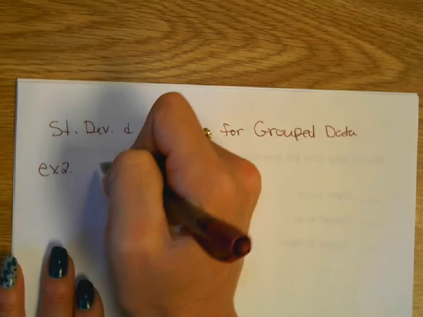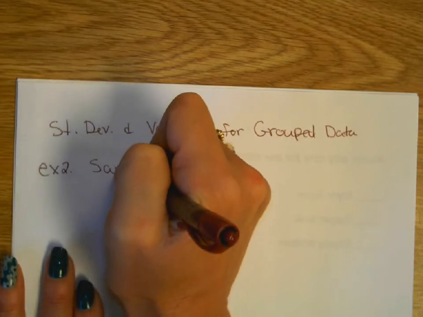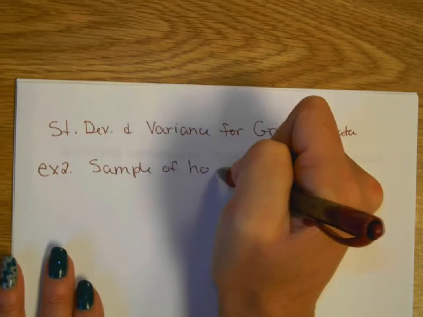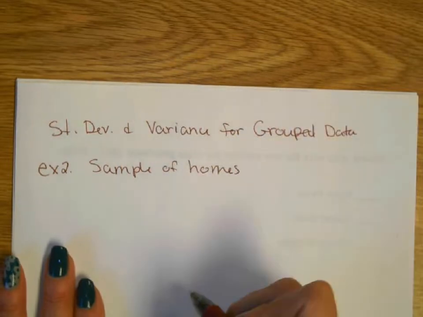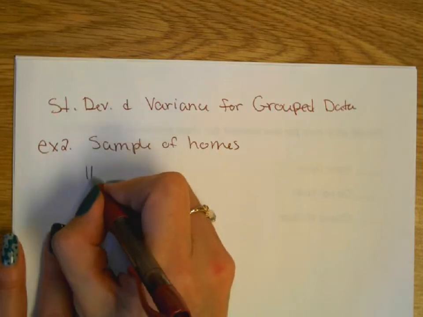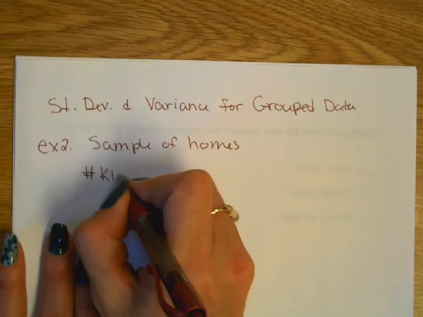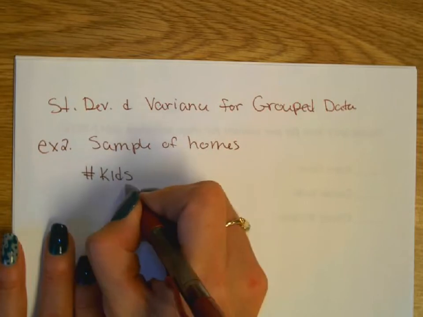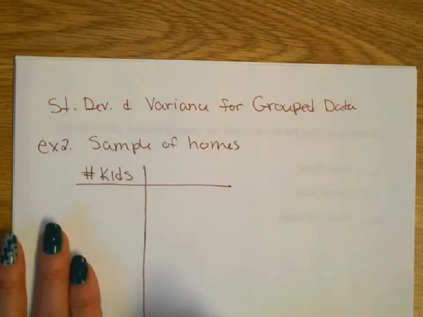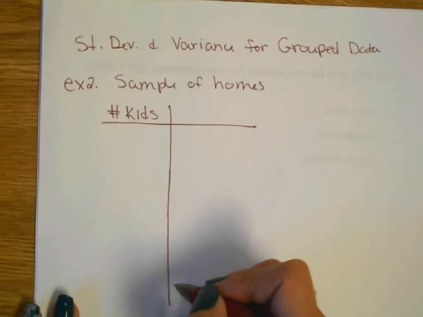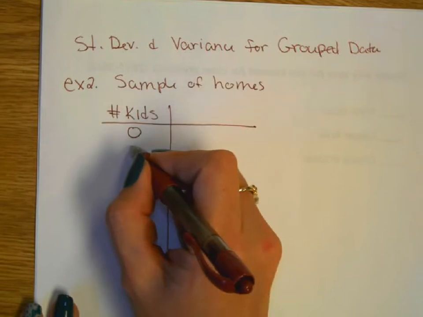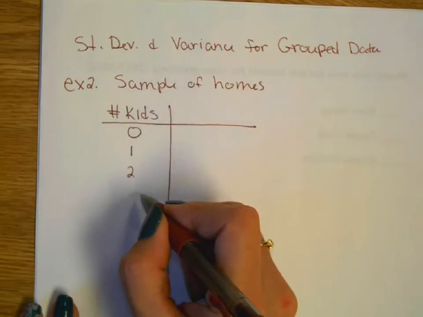They went through a neighborhood and did a sample of homes, and they were counting the number of kids per household. So they went knocking on a sample of homes and were asking how many kids lived in the house, and their study had homes that had anywhere from no kids up to 6 kids.